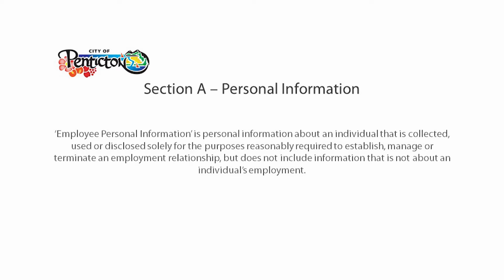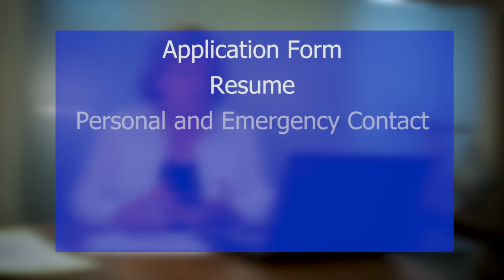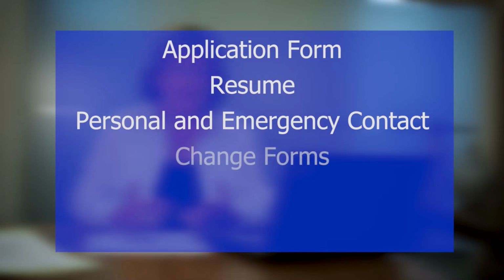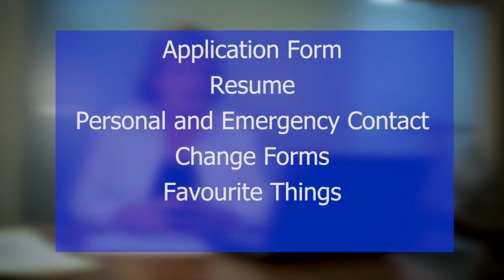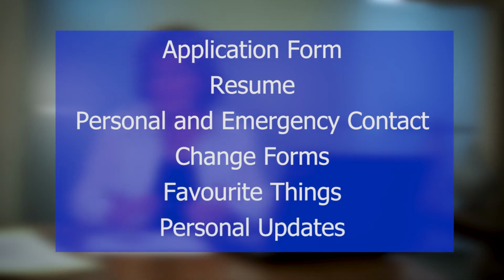Employee personal information is personal information about an individual that is collected, used, or disclosed solely for the purposes reasonably required to establish, manage, or terminate an employment relationship, but does not include information that is not about an individual's employment. So personal information is information that you use, collect, and disclose in order to manage the employment relationship. Under this section, you would have things like an application form, a resume, personal contact and emergency contact forms, change forms if anyone changes their names or has different contact people, favorite things, any personal information updates that you might have. That's what would be in this section.